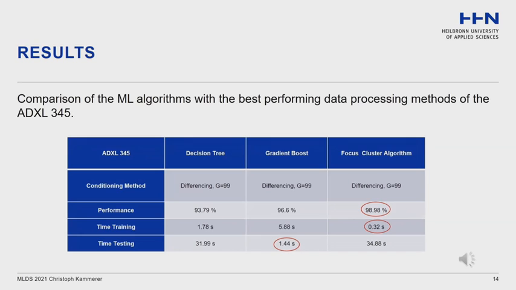Here is the comparison of the 3 machine learning algorithms with the best performing conditioning method for the ADXL345 accelerometer. The columns show the 3 algorithms and the best conditioning method for each algorithm. The rows show the performance and the time needed for training and testing. The highest performance has the focus cluster algorithm with differenced and averaged data at 98.98%. The fastest training time has also the focus cluster algorithm with only 0.32 seconds. The fastest testing time has the gradient boost with differenced data and averaged data at only 1.44 seconds.